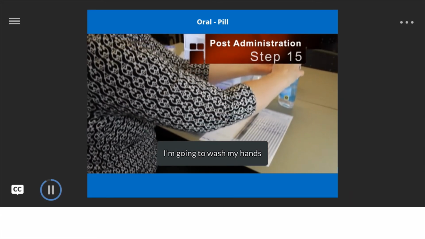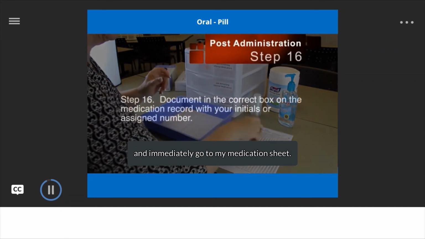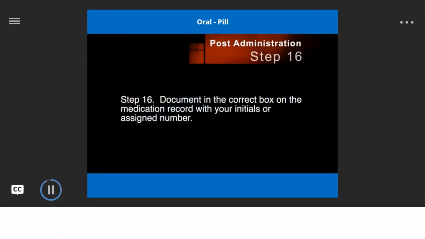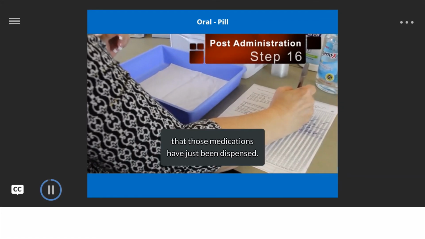I'm going to wash my hands and immediately go to my medication sheet, and I'm going to document and take credit for the fact that those medications have just been dispensed.